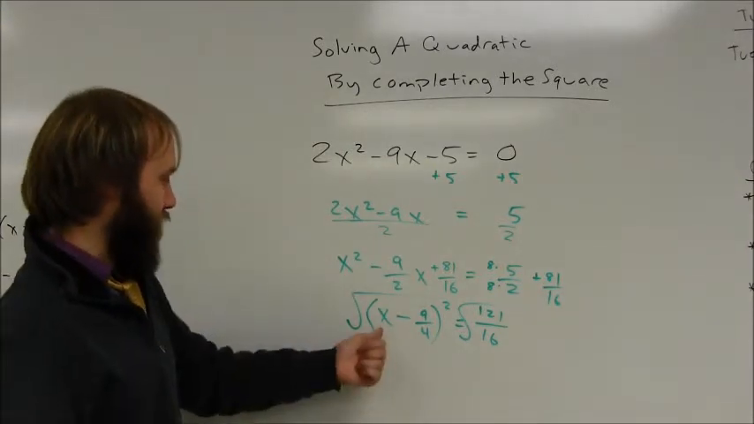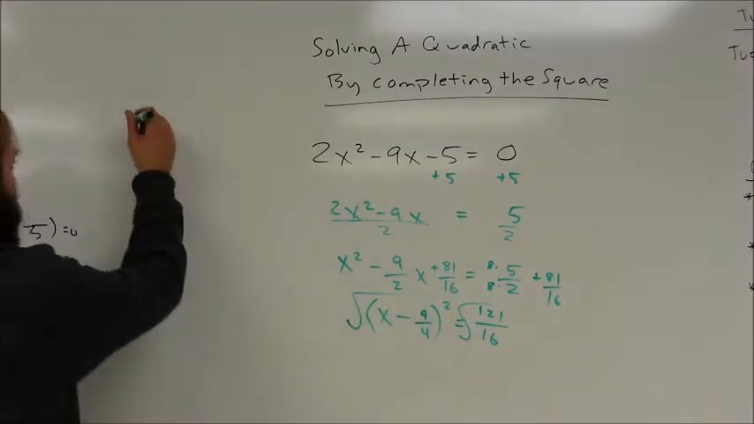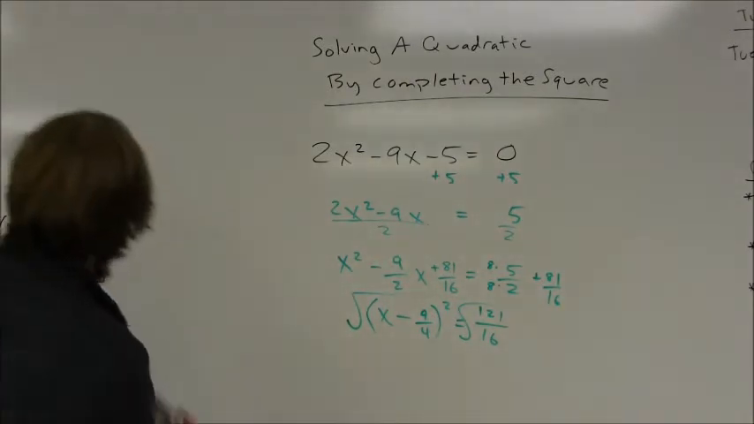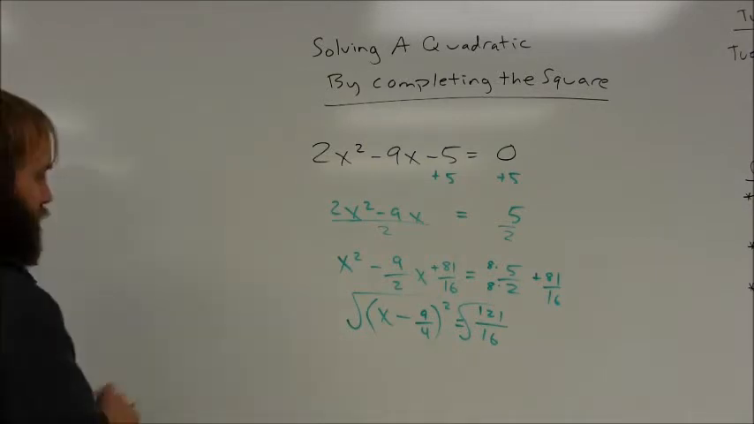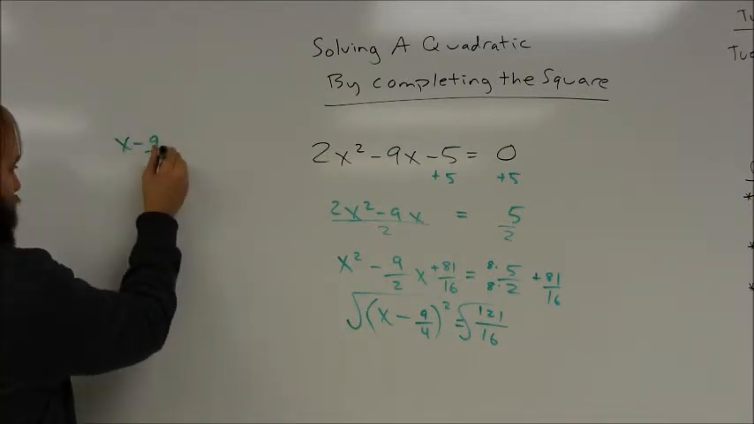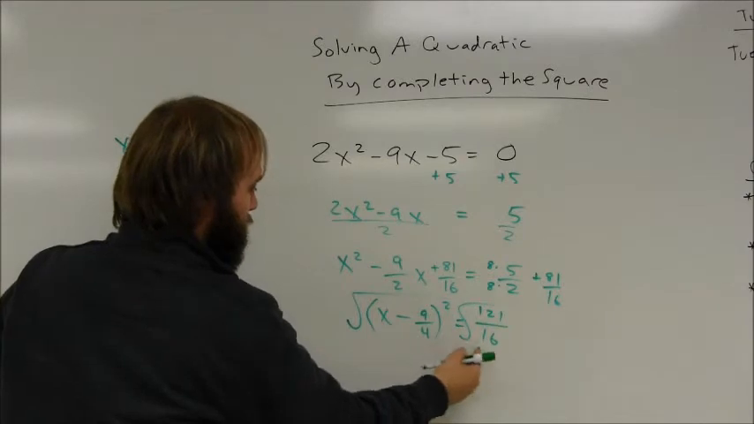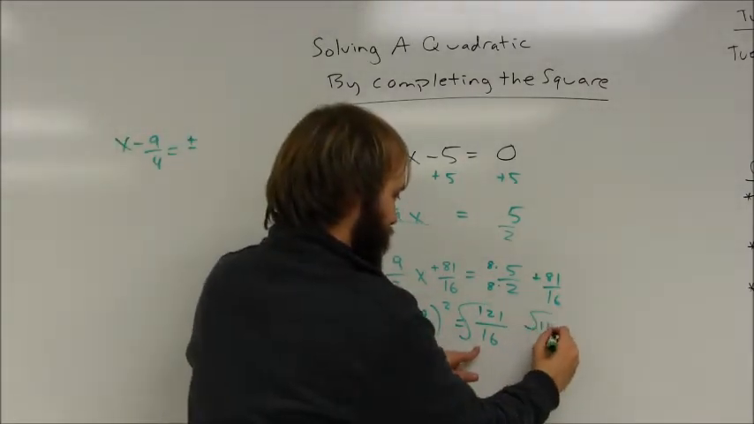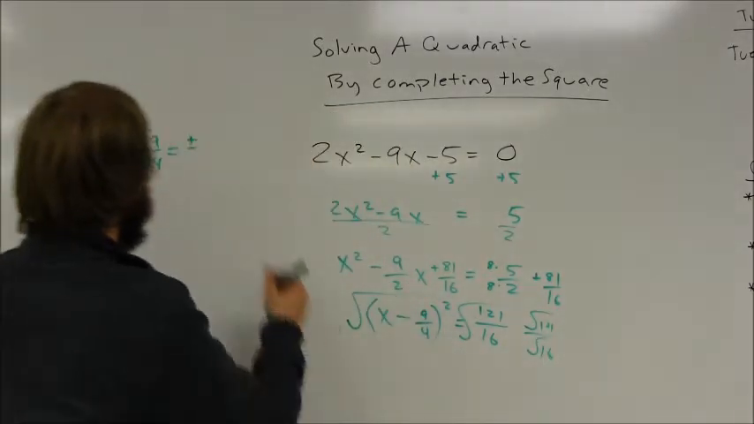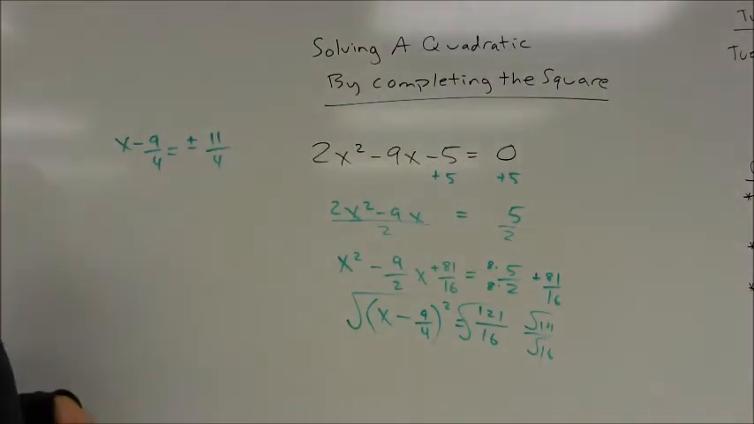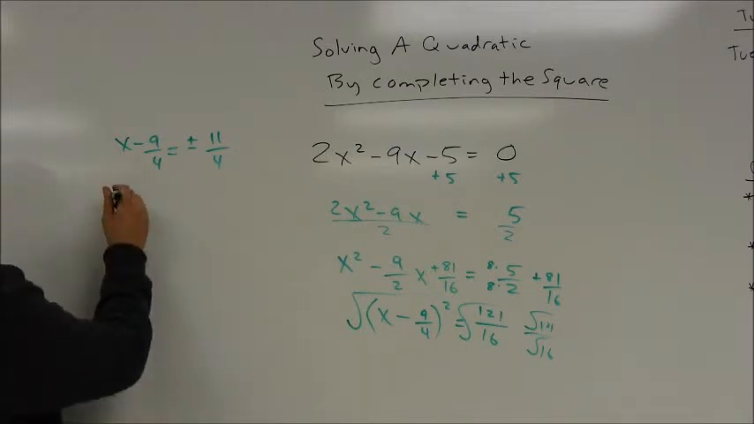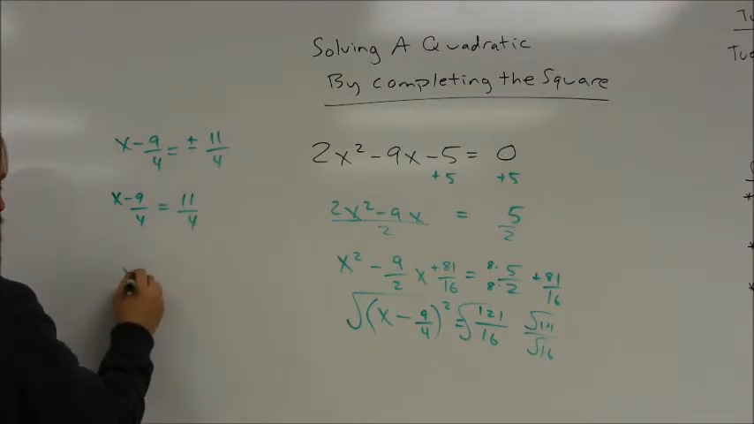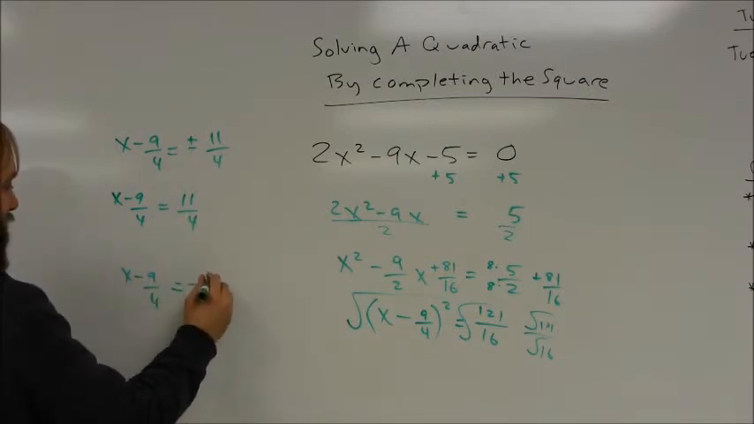So what do I get over here? Well, basically the square root knocks out the squaring. I get the quantity x minus 9 fourths on the left side equals the positive or negative square root here. And remember, this is the same thing as taking the square root of 121 over the square root of 16. That's just going to be 11 fourths. Okay, so I've got 2 little equations here to solve. I know that x minus 9 fourths is equal to 11 fourths. I know that x minus 9 fourths is equal to negative 11 fourths.